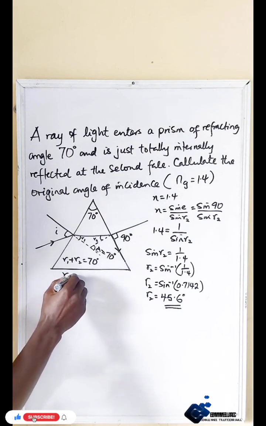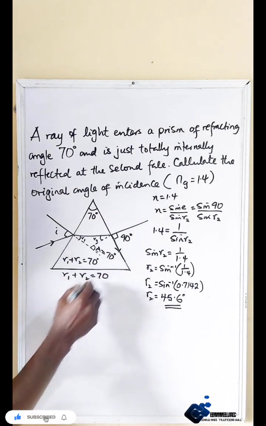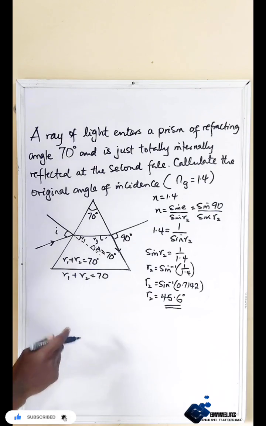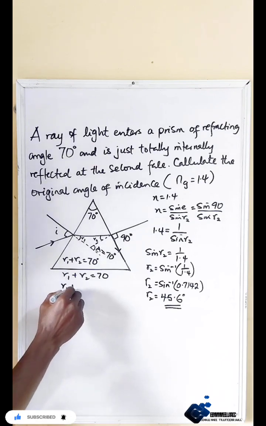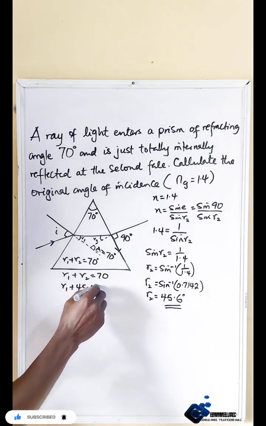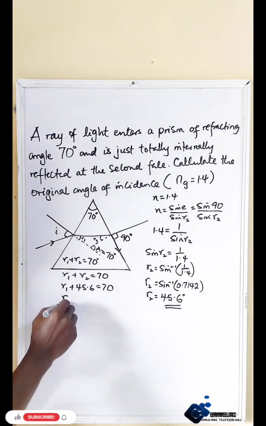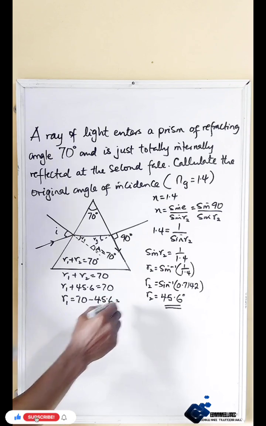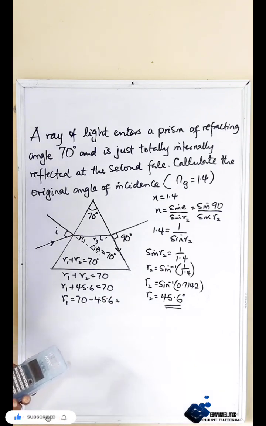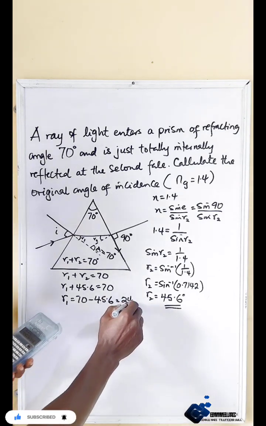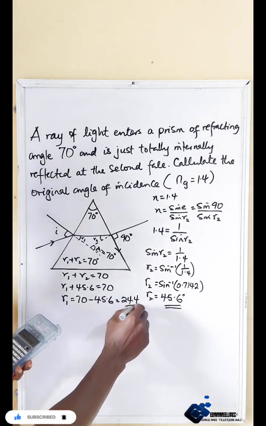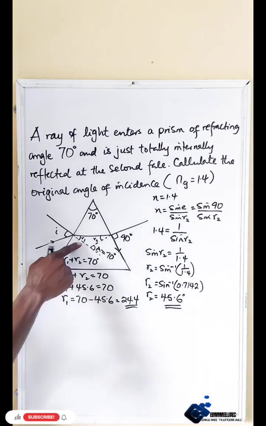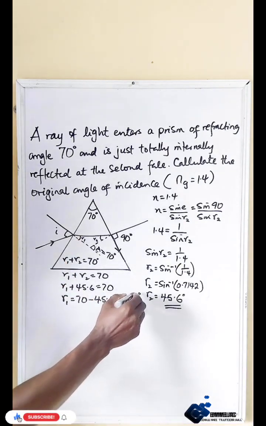Now that we've gotten the value of R2, let us come back to the equation that R1 plus R2 equals 70. Our R2 is 45.6, so R1 plus 45.6 equals 70. Then R1 will give us 70 minus 45.6, and that gives us 24.4. So R1 now is 24.4 degrees.